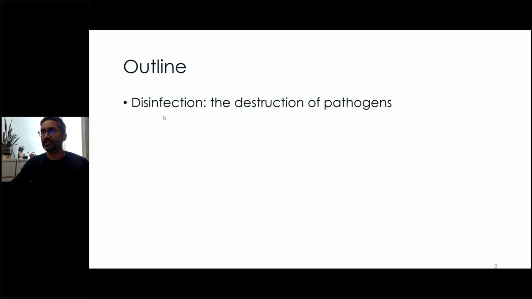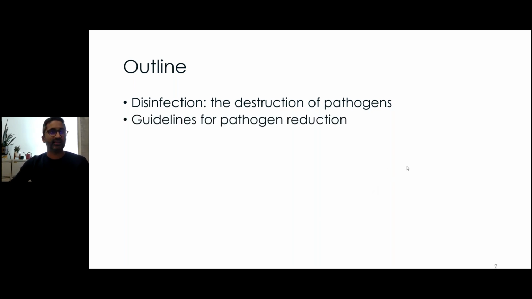So a few of the topics that we're going to talk about, like I said, a bit of an outline here. Just want to quickly talk about disinfection as a treatment step and what we're targeting there, how we're aiming to remove pathogens from the water to make it safer to drink. Some of the guidelines for pathogen reduction. So what are we targeting for different types of pathogens that we want to remove from the water?